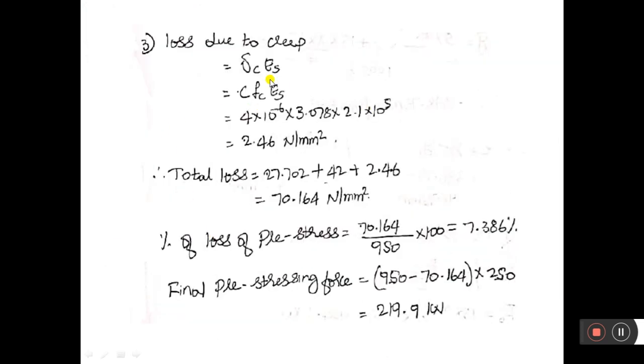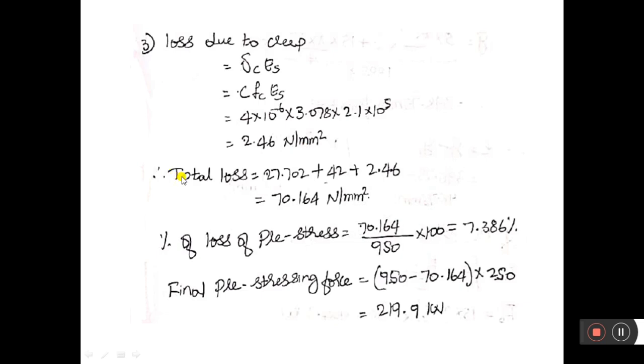Loss due to creep. So here in the question, creep coefficient is not given. They have given ultimate creep strain. Therefore the formula is delta C into ES. So delta C is C into Fc. So C is ultimate creep strain, that is 4.4 into 10 to the power of minus 6. Fc is stress in concrete 3.078, and ES is Young's modulus of steel 2.1 into 10 to the power of 5. Therefore loss of prestress due to creep of concrete is equal to 2.46 Newton per mm square.